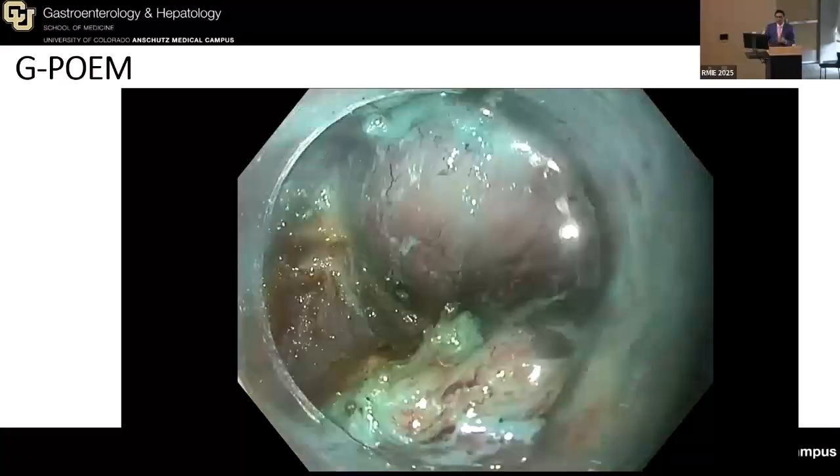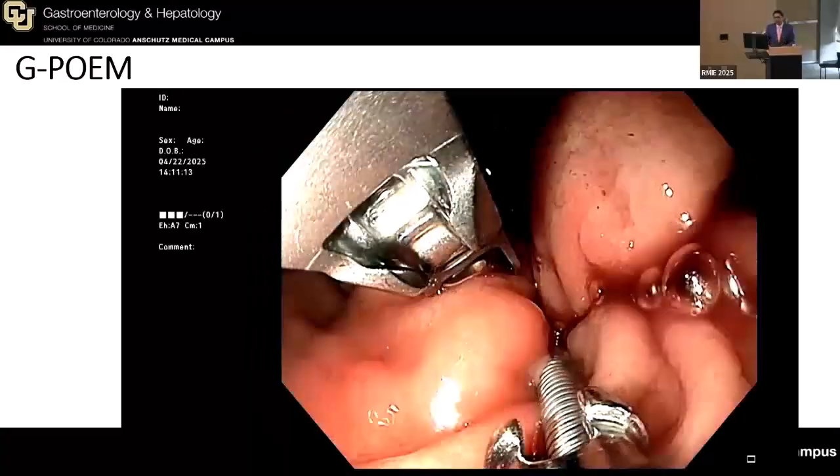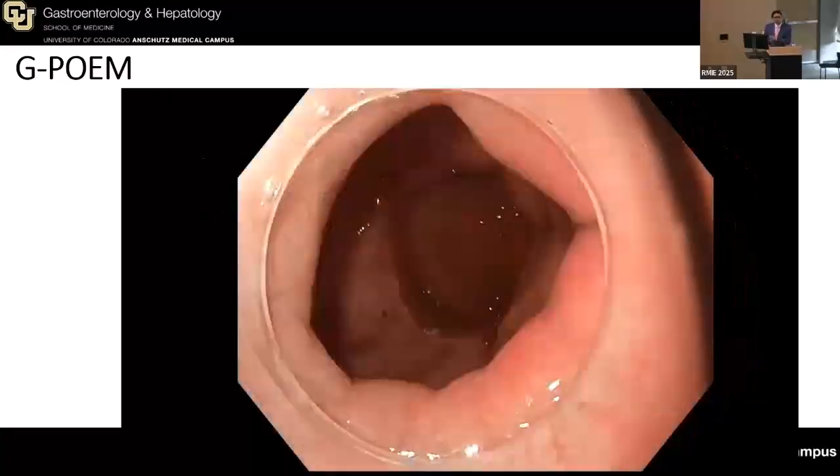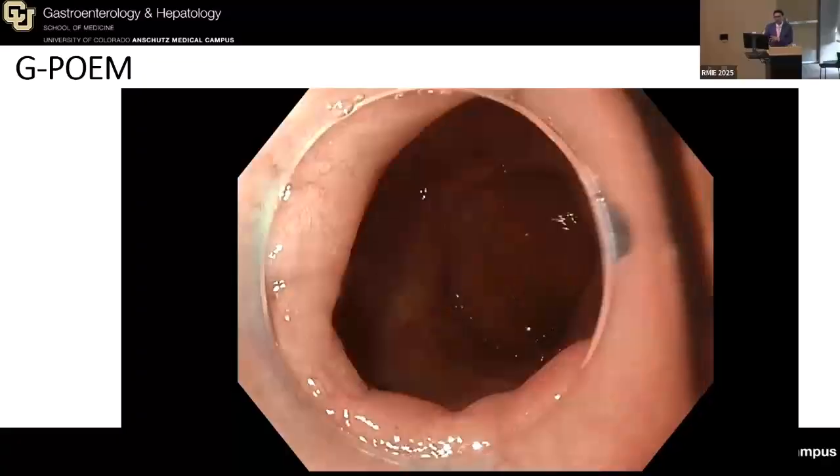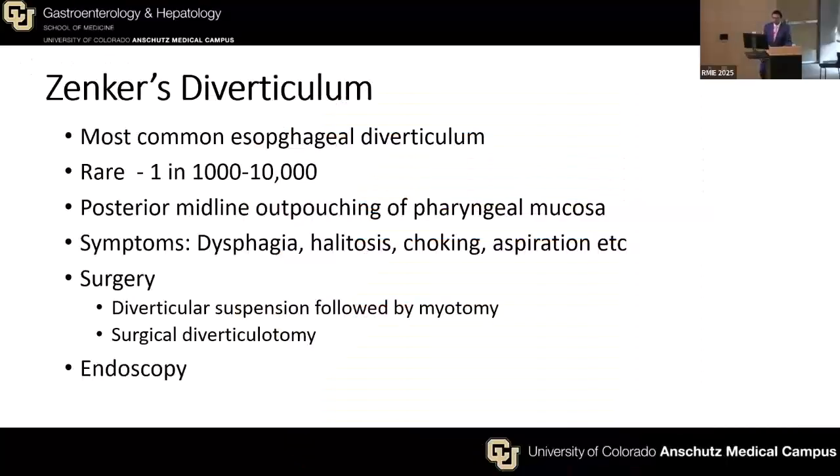Sometimes you can do a single versus double myotomy, but there's no data behind that. If you do a longitudinal incision like Dr. Messman did, you can close it with clips. And if you do a transverse incision like I did, I typically will suture it. Here you'll see a patent pylorus after performing GPOM.